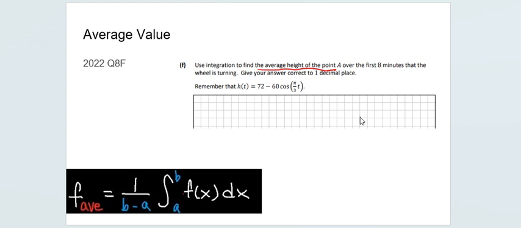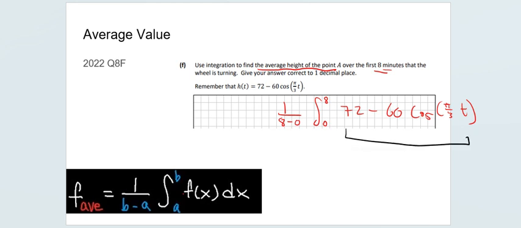So you're just subbing in B and A. So the question is here, it's over the first 8 minutes. So your B and A here, B would be 8 and A would be 0 because your A is just the start. It's 0 minutes. And then it's the integral of, and you have to use 8 and 0, and it's that function, so 72 minus 60 cos pi over 3t. Yeah, so you have to be able to integrate that function, obviously.